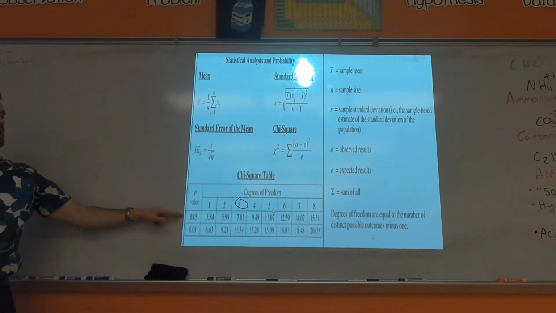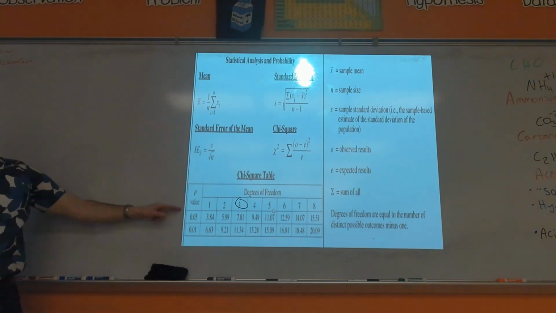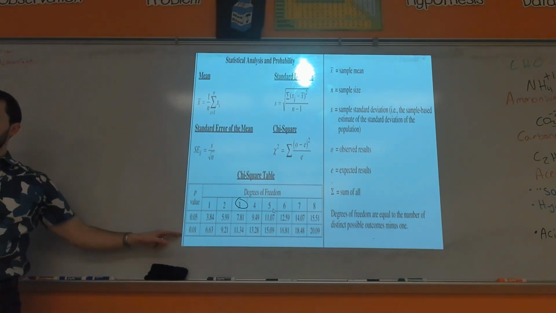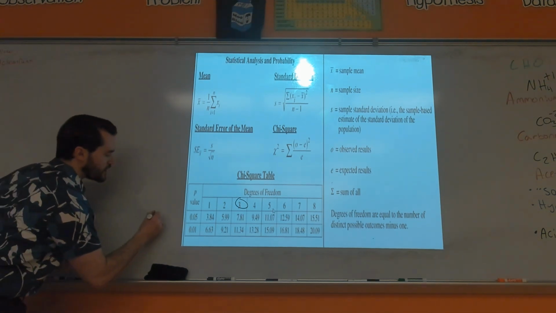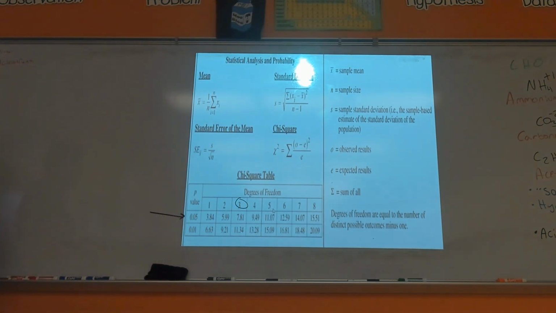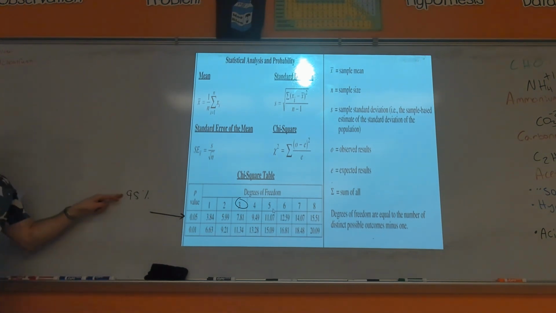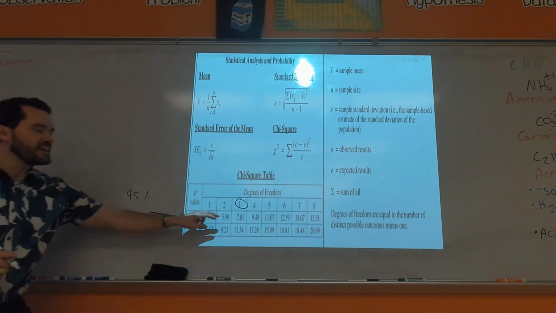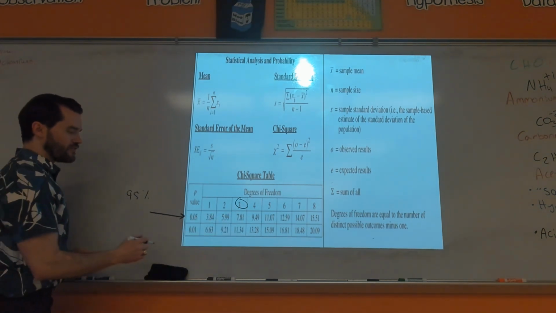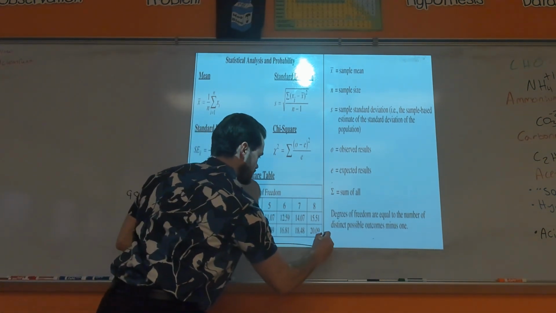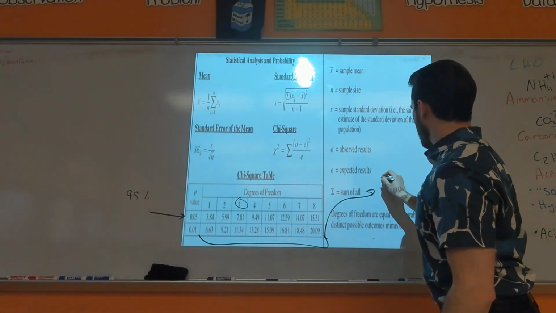And on the formula sheet, you see a 0.05 value and a 0.01 value. For AP Bio, we use the 0.05 value. What this means is that we're 95% certain that any differences you got would be determined by chance. Okay? So these numbers here are called the critical values.